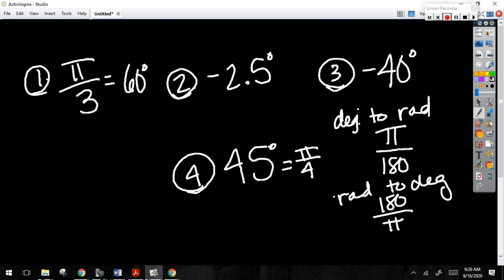Here's what I would do with this one. So from degrees to radians, I change this to a fraction, okay? And I'm going to multiply it by pi over 180. This would go, let me see, goes in 3, 15, 3, 30, 36 times 2. I got negative pi over 72. Is that what y'all got?